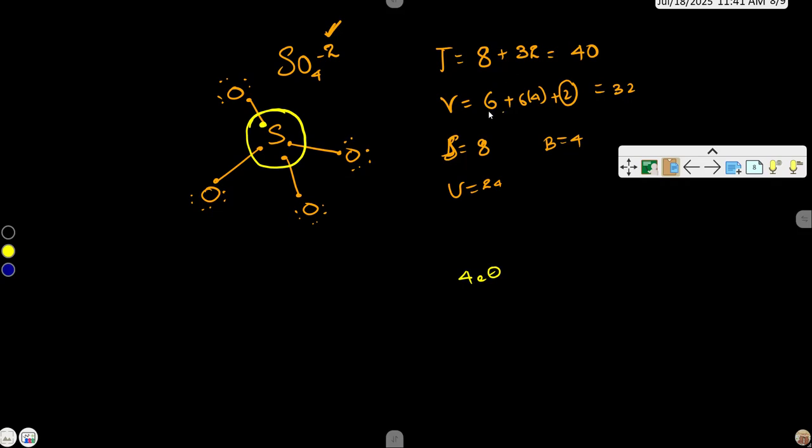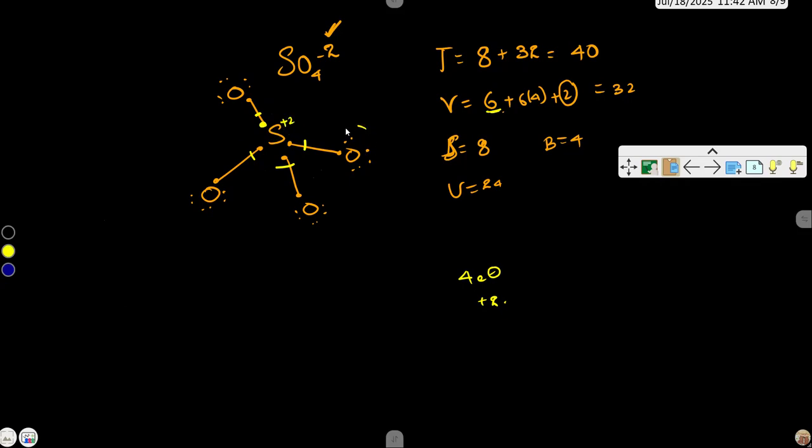Nature has given the valence electrons for sulfur as 6. If there were 6 electrons, sulfur would be neutral. But now it is having only 4 electrons. That means sulfur is having +2 charge. So the formal charge over sulfur is how much? It is +2. I hope you got it. The formal charge on sulfur is +2.